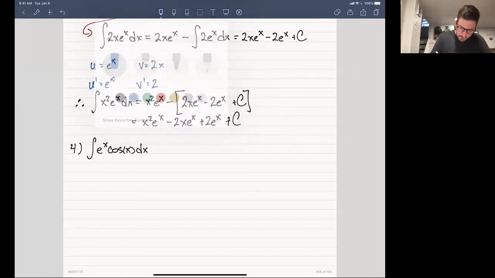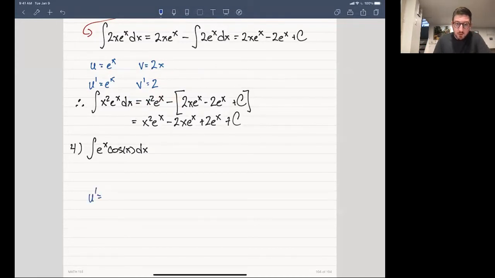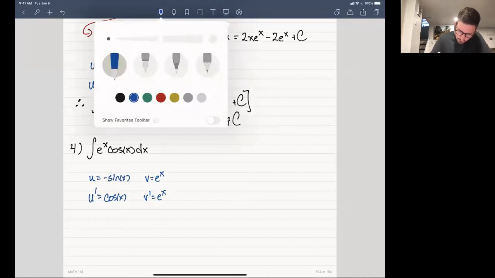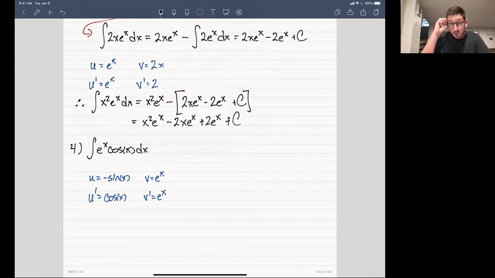So let's say that we have, for example, u prime is equal to, say, cosine. And that means that v is equal to e to the x. So v prime is equal to e to the x. And u is equal to minus sine of x. Okay, so then in this case, there's no minus on the sine.